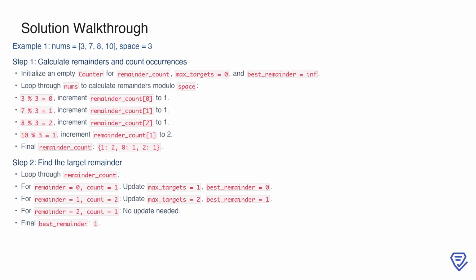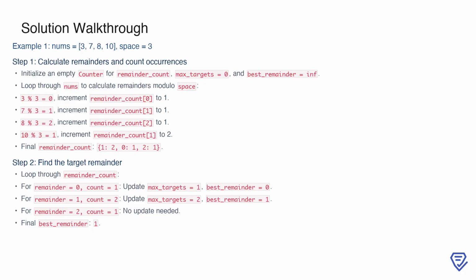As we loop through the array, we calculate each number modulo 3. For 3, the remainder is 0, so we increment the count for remainder 0. For 7, the remainder is 1, so we increment the count for remainder 1. Similarly, 8 gives a remainder of 2, and 10 gives a remainder of 1 again, bringing the count for remainder 1 up to 2. This results in a final remainder_count of 1, 2, 0, 1, 2, 1.